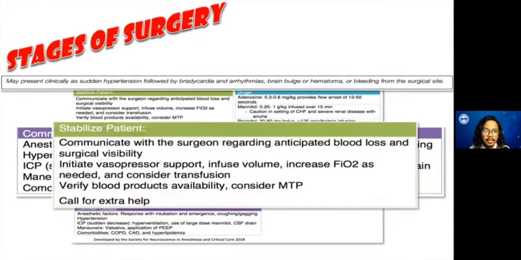Following this, our initial goal is to stabilize the patient prior to definitive treatment. Communication with members of the operating staff regarding anticipated blood loss and surgical visibility is important. Next, we ensure that adequate intravascular volume and flow is maintained using fluids and vasopressors. We increase FiO2 as needed and consider transfusions to maximize oxygenation.